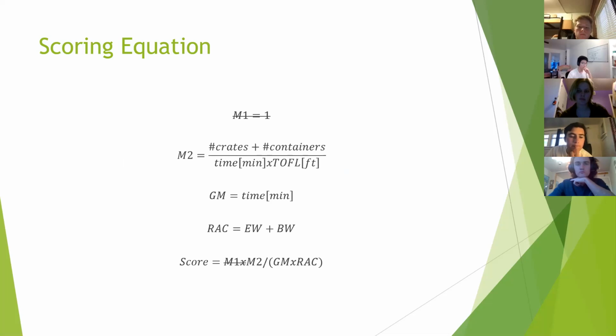Yeah, so I guess any questions on those scoring equations? I wrote them, so it's hard for me to know if they make sense. What's the TOLF in feet? Oh, sorry, thank you. Yeah, that's the takeoff field length. The way I set it up in the rules is for mission 2, you mark off your takeoff distance, and you have to take off in that distance, and you get scored based on how short you can make it, because the shorter it is, the higher your score.